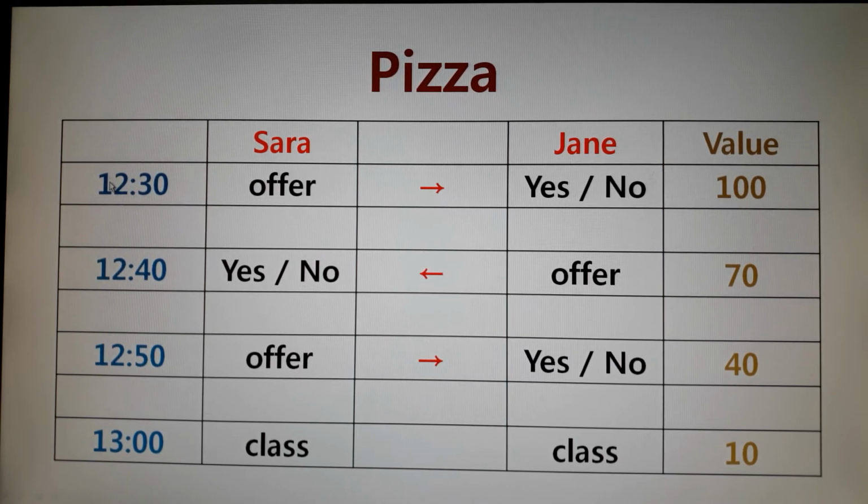Okay, this is basically the table of what I have explained. At 12:30, Sarah makes an offer. The offer is like, oh, the pizza is 100, so let's divide it like 50-50. The sum should be 100 all the time. Jane may say yes. Then it's 50-50. No. Then it's Jane's turn, at 12:40. This time the sum should be 70. Jane says, oh, I'll get all 70, you get 0, something like that. Jane makes an offer. Sarah says no, or yes. Yes, then they divide up that way.